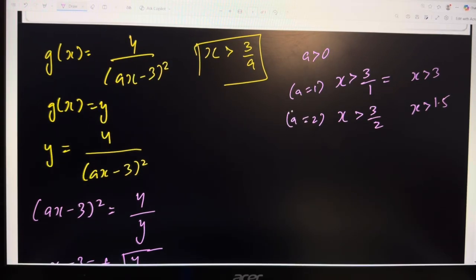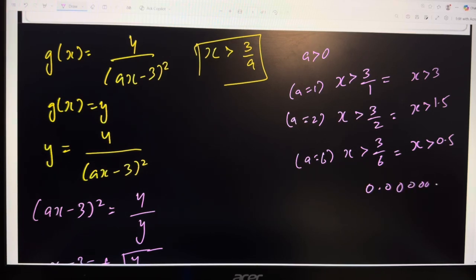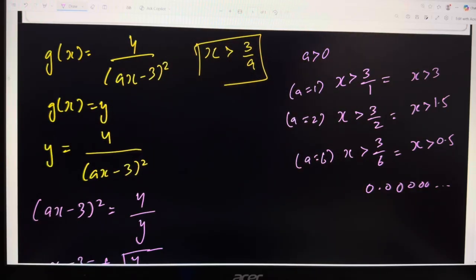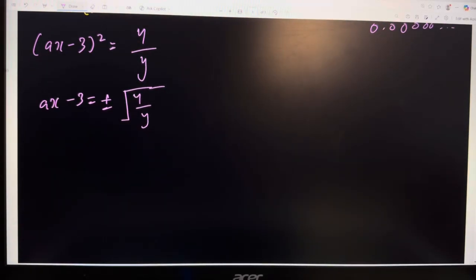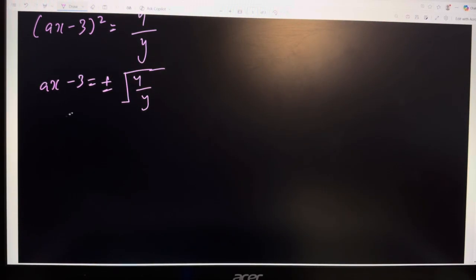If we take a as 6, x is what? 3 upon 6, x is greater than 0.5. It will become increasingly smaller, like 0.00000 infinity, but it will never become negative. So always positive. So positive under root 4 upon y.